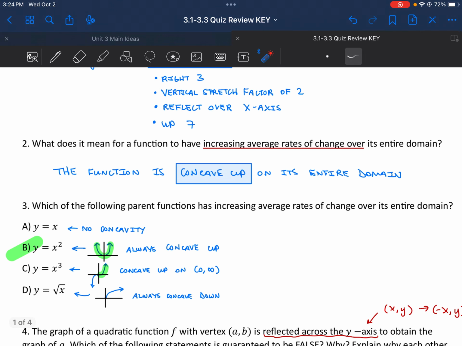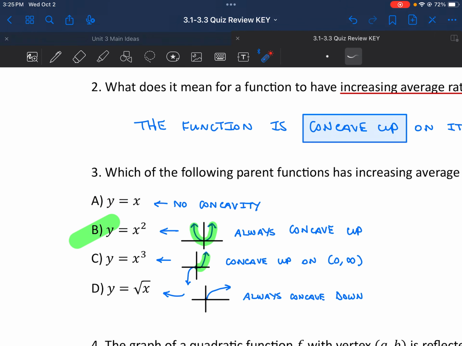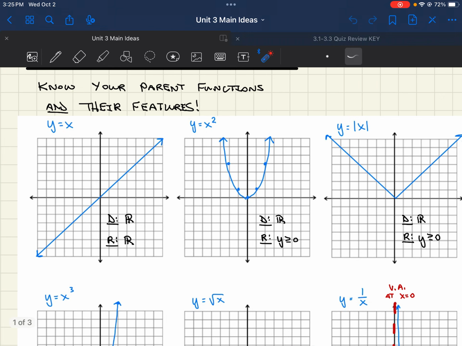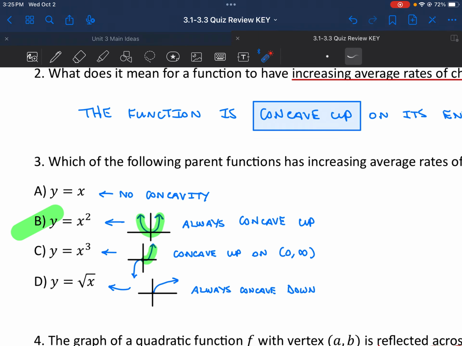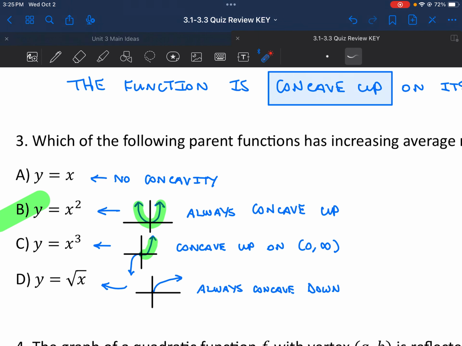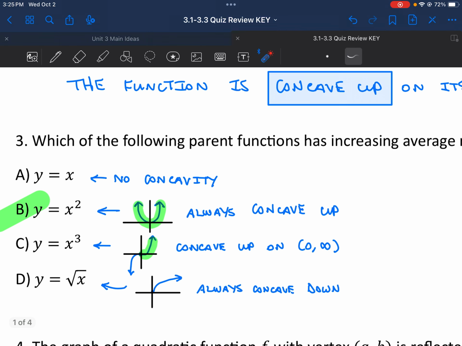So number 3 says, which of the following parent functions has increasing average rates of change? So that means which function is always concave up on its entire domain. Well, linear functions, y equals x, linear functions don't have concavity. Straight lines don't have concavity. So that would not apply to A. Y equals x squared, the parent quadratic function, is always concave up. So that's going to end up being our answer. It's always concave up for the parent quadratic.